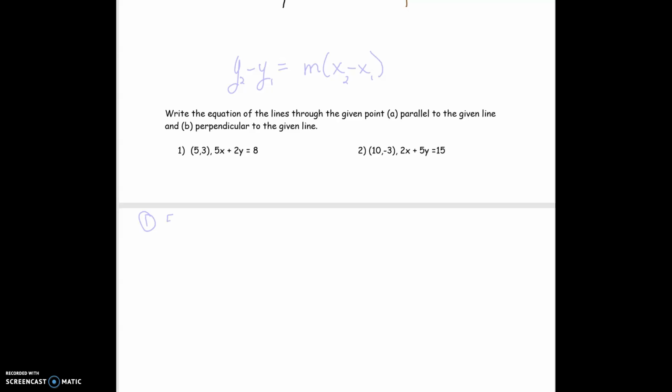The line is 5x plus 2y equals 8, and I have to solve for y. So I'm subtracting 5x from both sides, and I get 2y equals negative 5x plus 8. I have to divide by 2 because I need y by itself. So now I have y equals negative 5/2 x plus 4. So what is my slope? To find parallel and perpendicular lines to this one, I have to use this slope. Remember, the first thing you're going to do is find the slope.